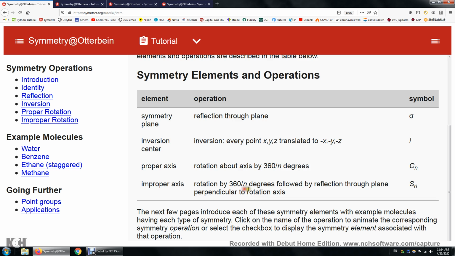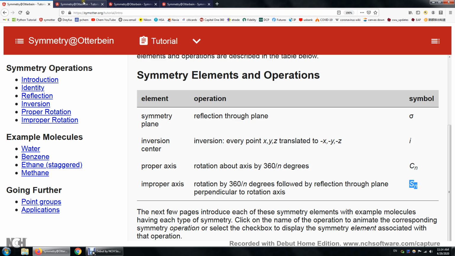Improper rotation consists of 2 operations, rotation and then reflection. If you have, for example, an S6 symmetry element, for example in ethane, you rotate the molecule about the S6 improper axis by 60 degrees and then do a reflection through the plane that's perpendicular to the rotation axis. So I'm going to show you those molecules.